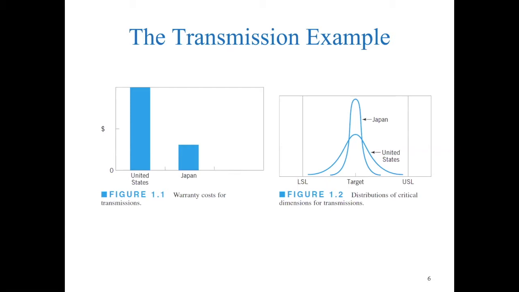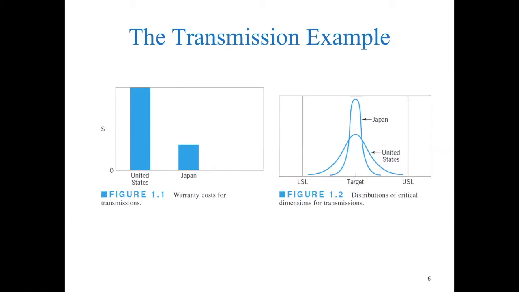So these are the claims made by customers for fixing this product. And we can see that the claims that are made in the US are costing much more than the ones in Japan. And the reason for that is that while both processes are centered around the target value of the company, so this is the target value designed by engineers.